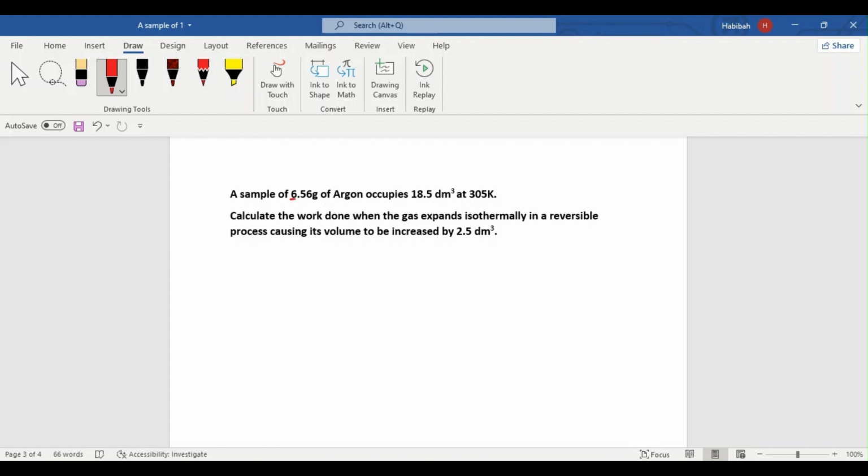Now, the first thing you notice anytime in chemistry you're given the mass of something as well as the identity of that thing, what you're supposed to be looking for would be the number of moles. So just know you're going to be doing that in this question. And then you're told that it occupies a particular volume, so this is V, and then at 305 Kelvin, so they have given us T. But then they say calculate the work done.